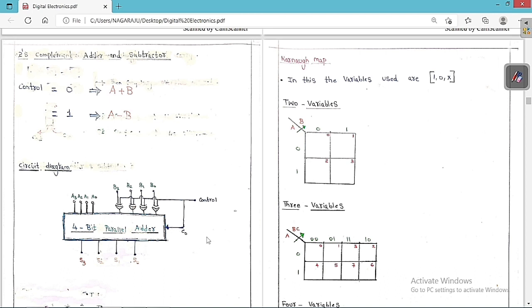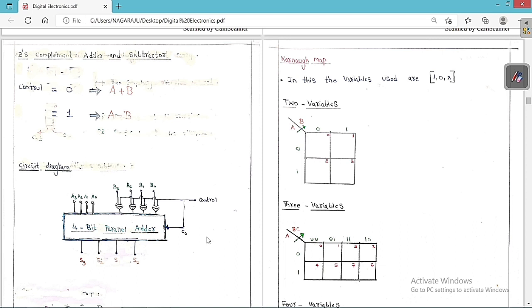See, two's complement subtraction is very simple. First we take the one's complement and then add the 1. Then we are going to get the two's complement. So two's complement is equal to 1's complement plus 1. We have to add 1 to the least significant digit, and then we are going to get the two's complement value.